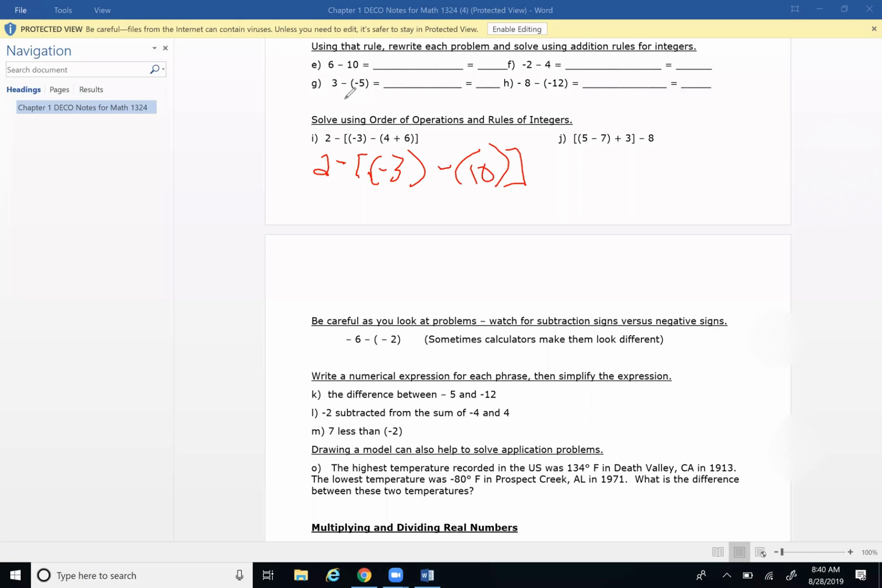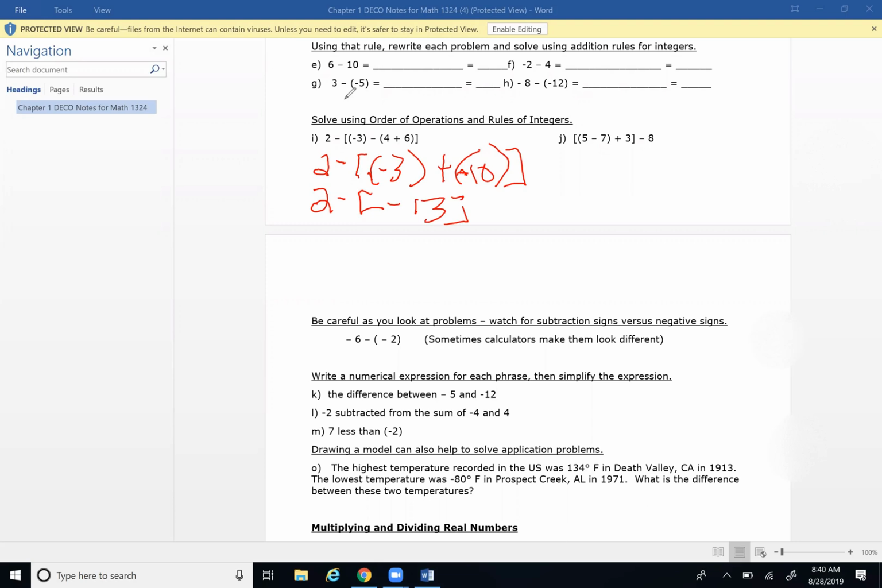And I have -3 minus 10. That's subtraction. So if I change it to adding the opposite, that means I've got -3 plus -10. Well, how much is that? What's -3 plus -10? Say it again. Okay, do y'all agree with Lisa? She said -13. Very good.